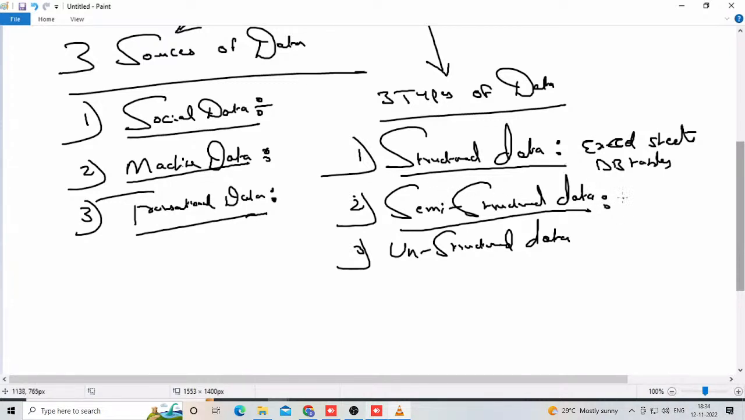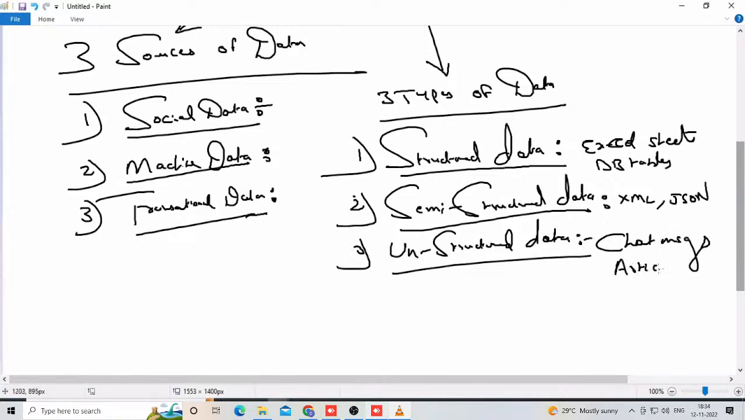Like XML files and JSON files, all this comes as semi-structured. Unstructured data, like chat messages, articles, images, videos, all this comes as unstructured.